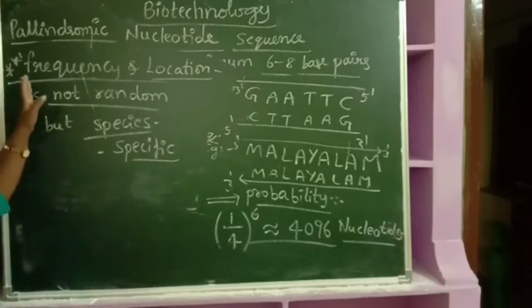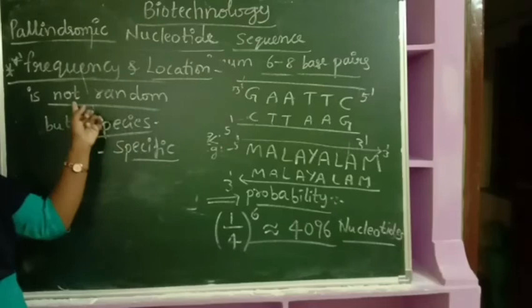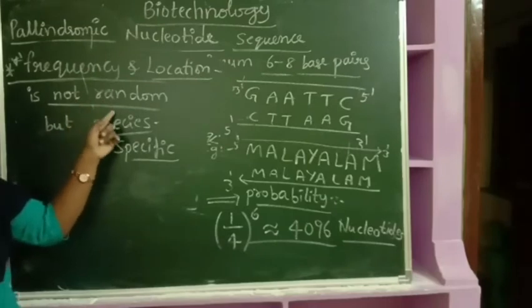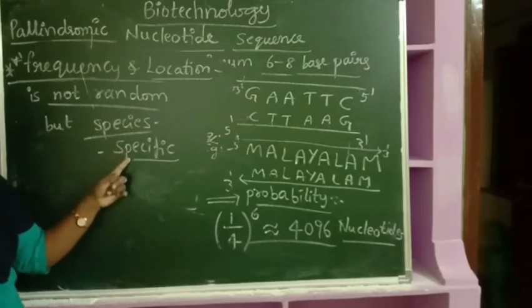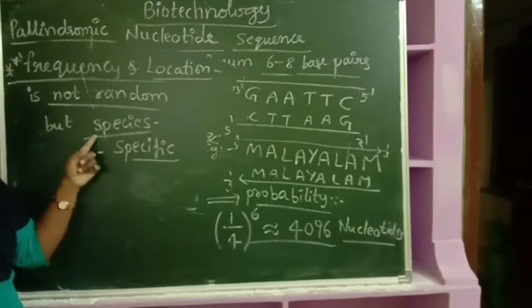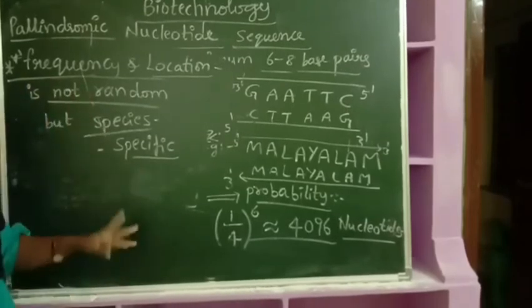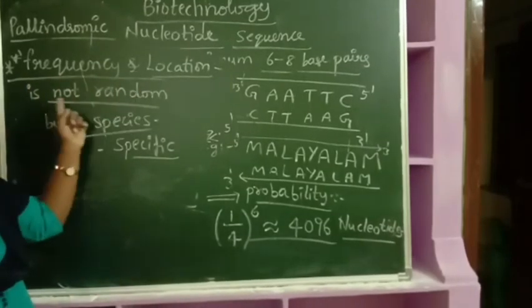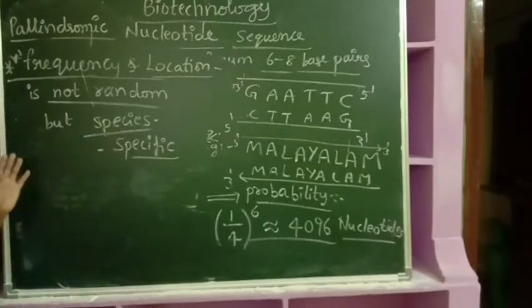The statement is very important. Simply, restriction endonuclease will not cut the DNA randomly. It is not random. The cutting always occurs at specific locations, and this differs in different species. So the statement is very important. Frequency and location are not random, but always species specific. When you take different species, there are different places for restriction endonuclease to cut the DNA.